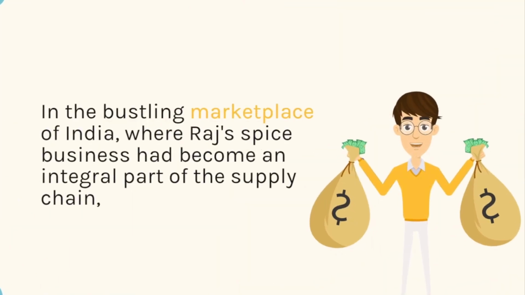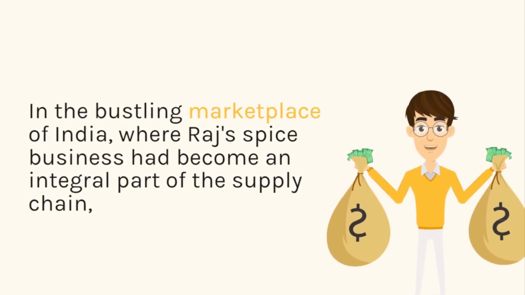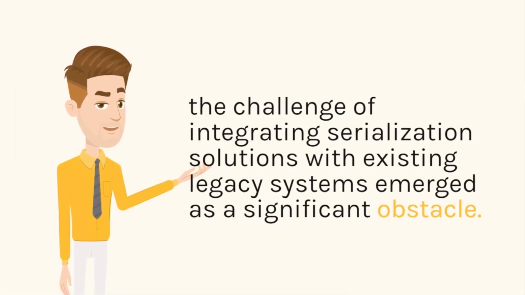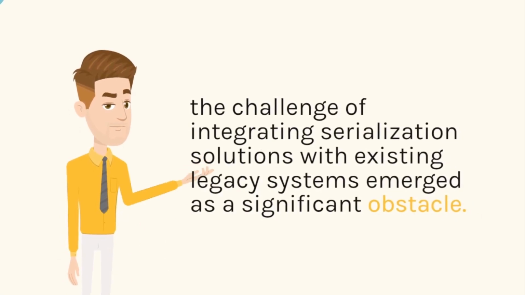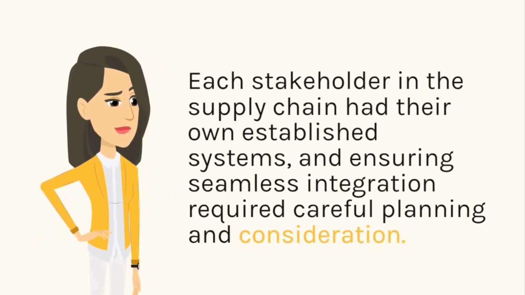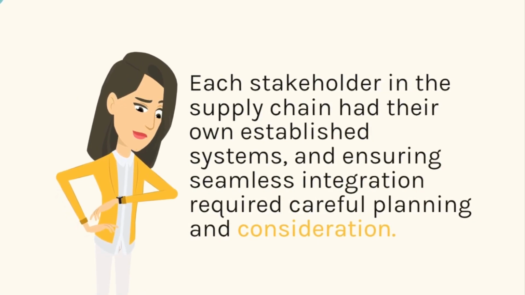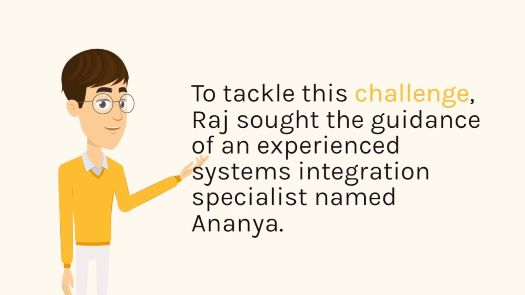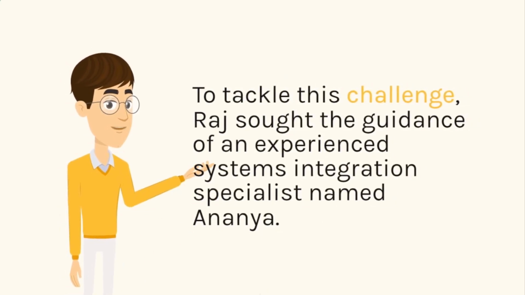In the bustling marketplace of India, where Raj's spice business had become an integral part of the supply chain, the challenge of integrating serialization solutions with existing legacy systems emerged as a significant obstacle. Each stakeholder in the supply chain had their own established systems, and ensuring seamless integration required careful planning and consideration. To tackle this challenge, Raj sought the guidance of an experienced systems integration specialist named Ananya.